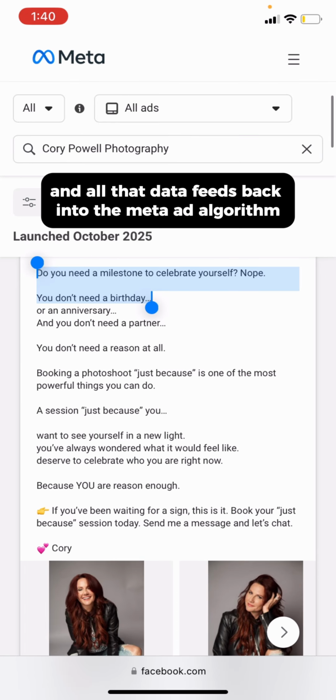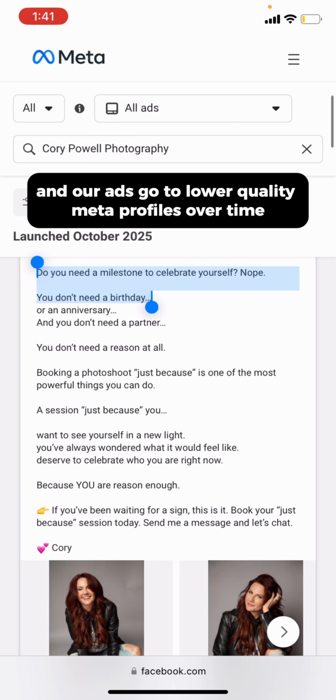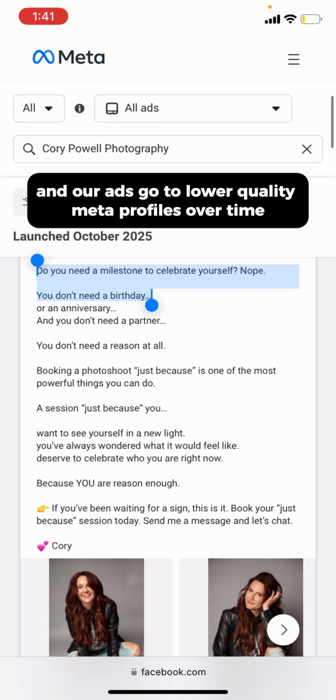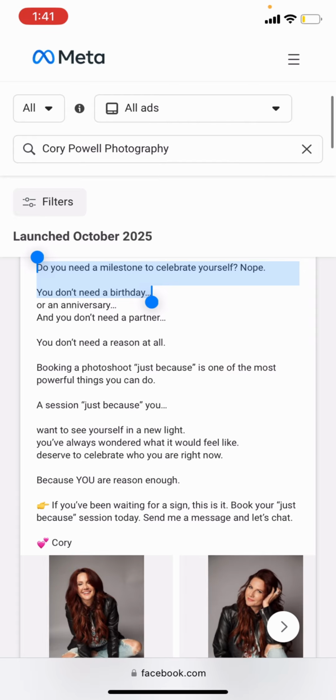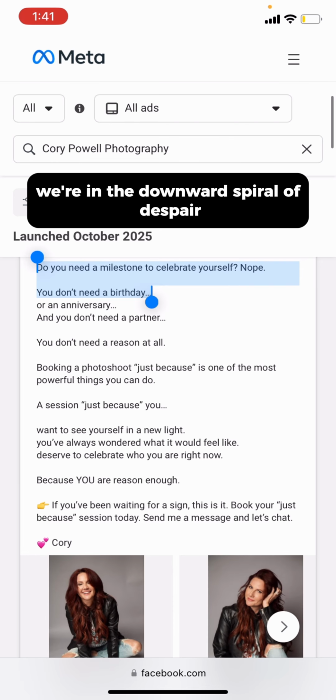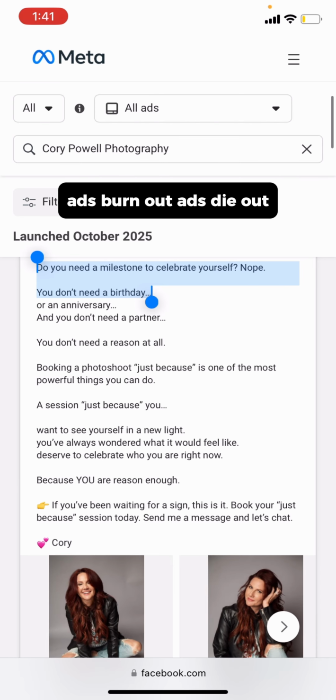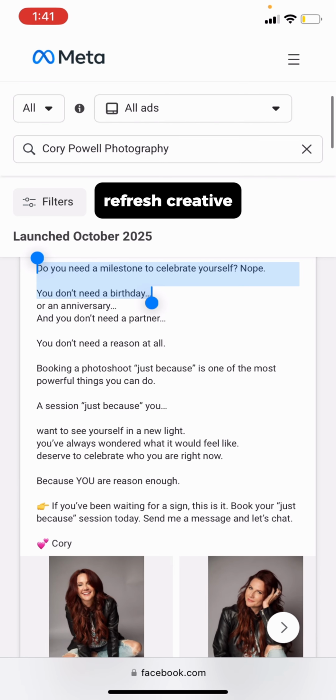And all that data feeds back into the meta ad algorithm, and our ads go to lower quality meta profiles over time, which means same ad spend, lower results over time. We're in the downward spiral of despair. Ads burn out, ads die out. Refresh creative.